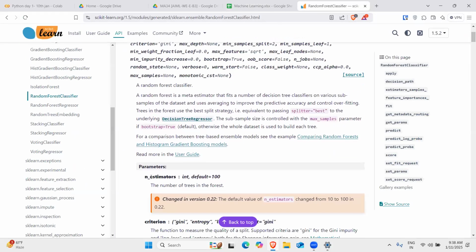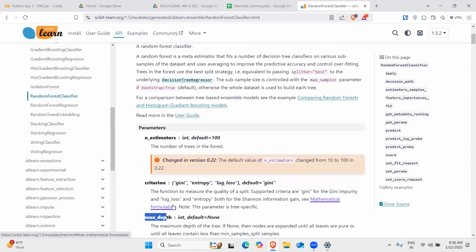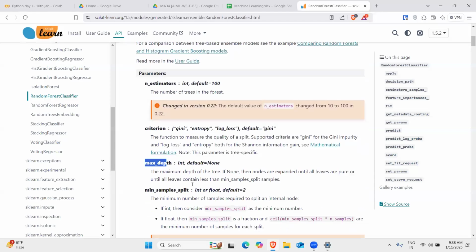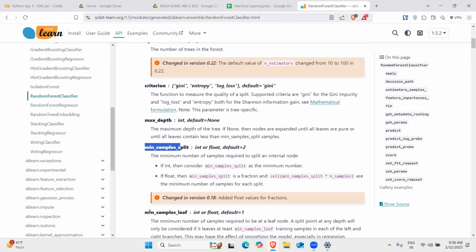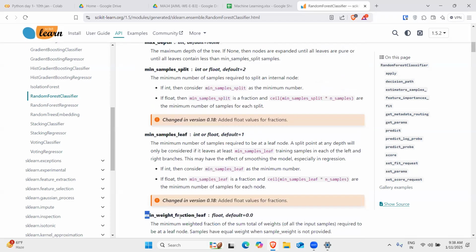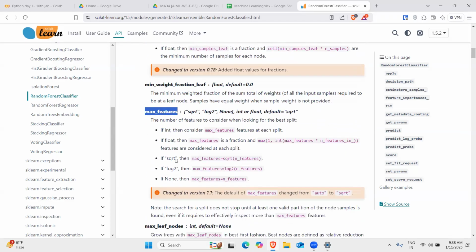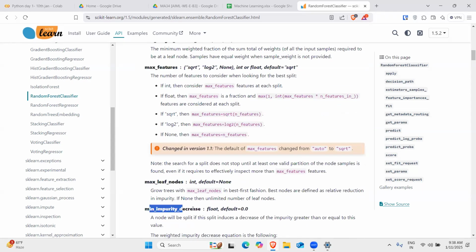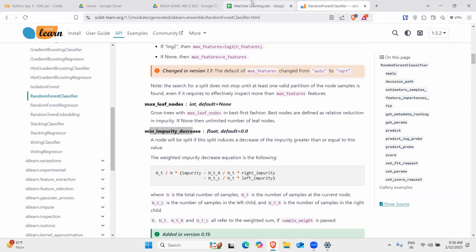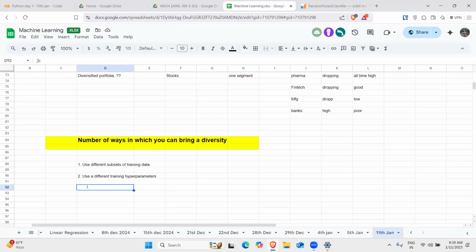Suppose for one decision tree, I'm only selecting n_estimators, criterion, and max_depth, and I'm building a model. For another decision tree, I'm taking min_samples_split, min_samples_leaf, and min_weight_fraction_leaf. Again, for the third decision tree I'll add max_features, max_leaf_nodes, and min_impurity_decrease. So likewise, you can bring diversity into your random forest. Then we use different types of classifiers.